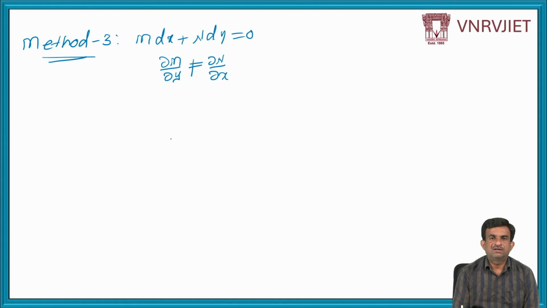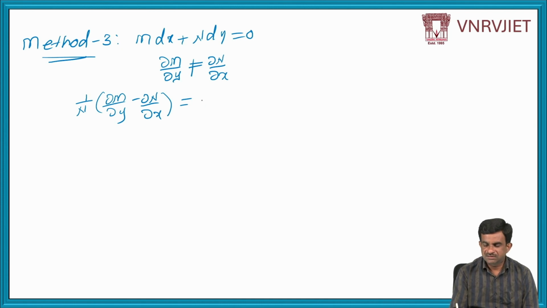If ∂M/∂y is not equal to ∂N/∂x, then we can say that this is non-exact. In this case, we can find (1/N)(∂M/∂y minus ∂N/∂x), and you will get some expression. If we get this expression as some function of x, then we write the integrating factor as e to the power of integration f of x dx.